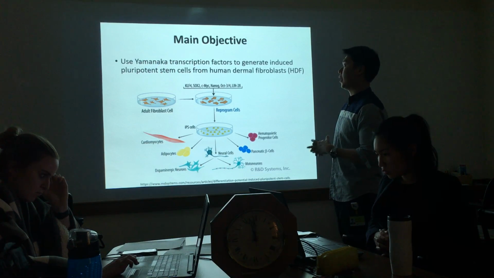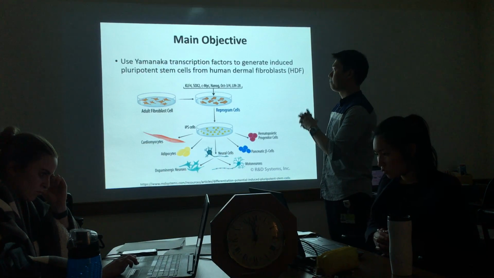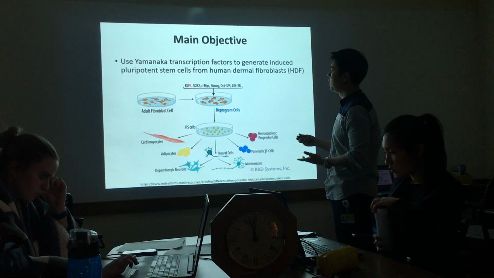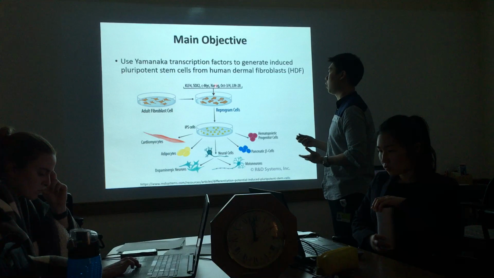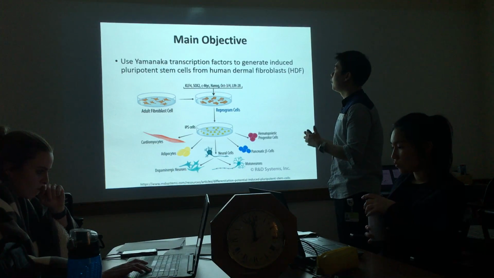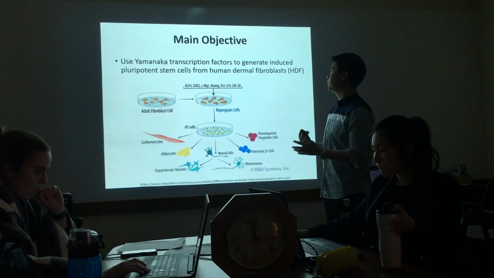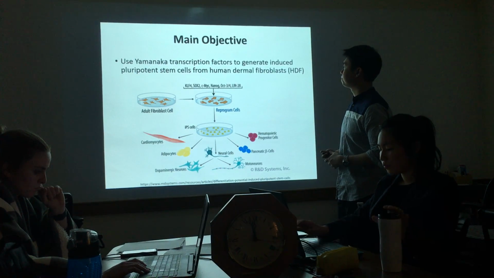As I mentioned earlier, the main objective of this section I'll be presenting was to use Yamanaka transcription factors such as KLF4, SOX2, CMYC, NANOG, OCT3 and 4, and Lin28, using these factors to generate induced pluripotent stem cells from human dermal fibroblasts.